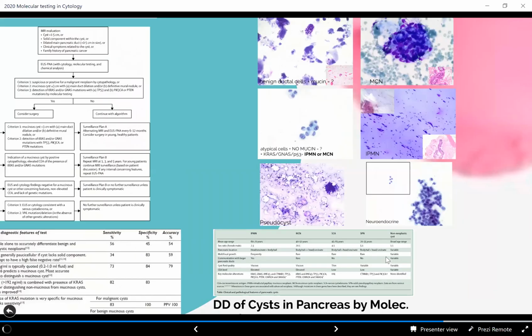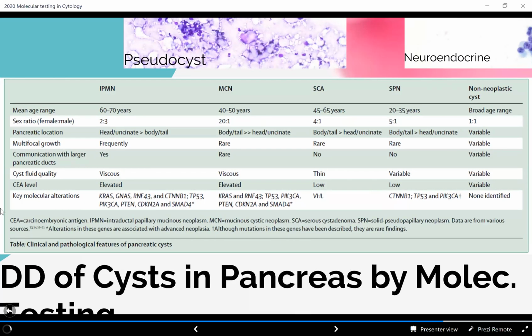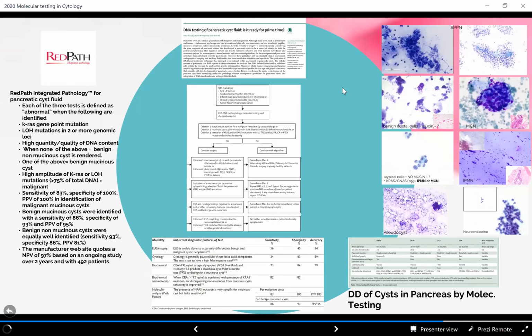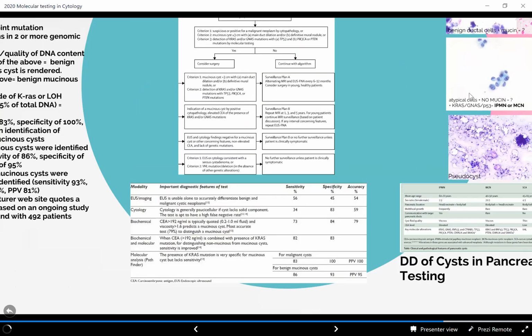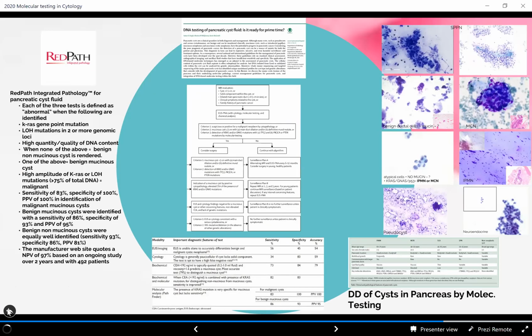So these are the ones that could be helpful. This is another table which shows the IPMN, MCN, SCA, non-neoplastic cysts, and their different key molecular translocations. And so the main use in pancreas is pancreatic cysts. And this is kind of helpful to understand, because imaging alone, cytology alone, biochemical alone, biochemical and molecular together, and then molecular. So more and more, it is becoming, once again, like I said, mainstream.